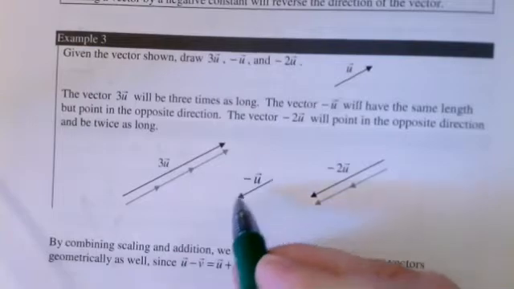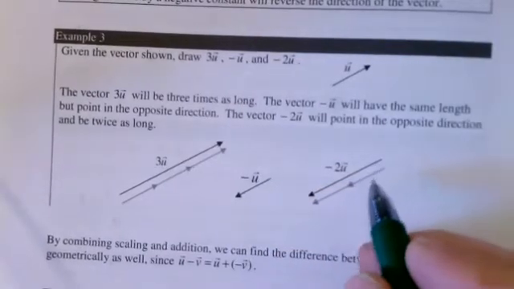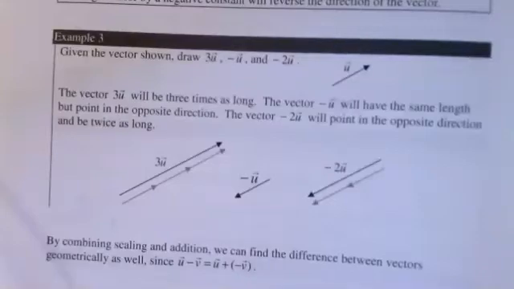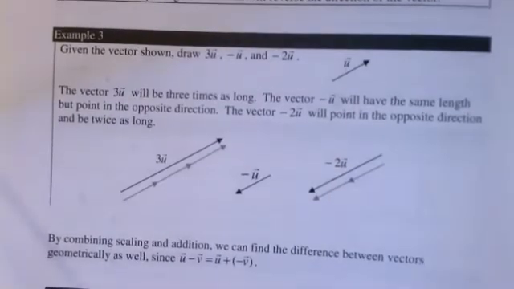Negative u is going to be the opposite direction, okay? Negative 2u, again, the negative is going to reverse the direction, multiply by 2. Again, we're moving back that other direction, okay?